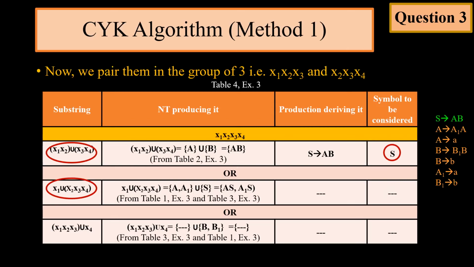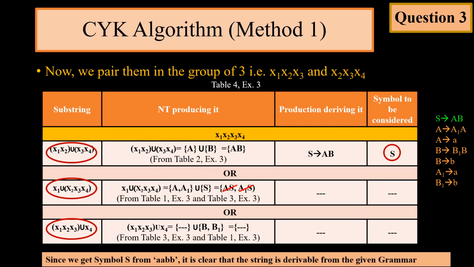The next case will be x1 in union with x2, x3, x4. We don't get any output which is derivable. Next we come to the third case, that is x1, x2, x3 in union with x4. We don't derive anything, but when we consider the union of all four, that is x1, x2, x3 and x4, we get S at the end. We can say that AABB is derivable from this grammar.